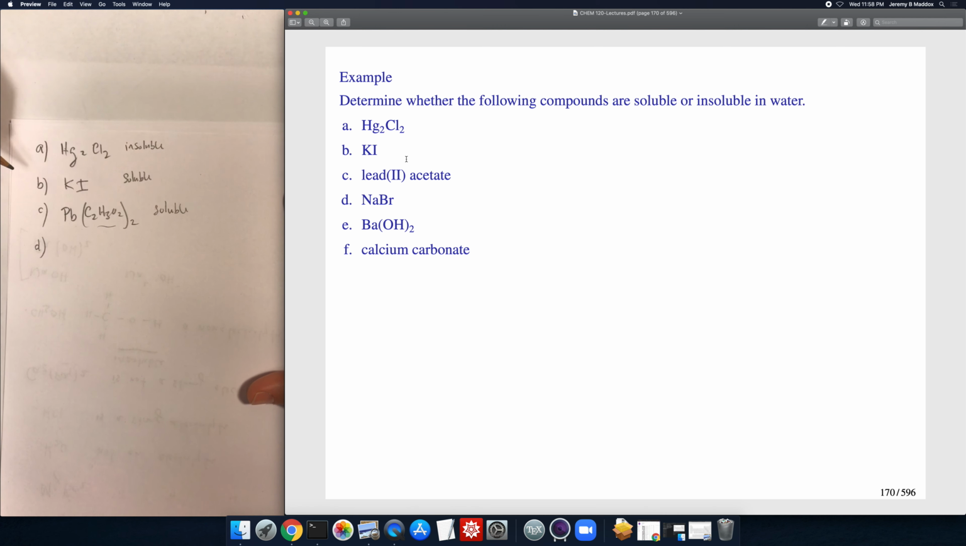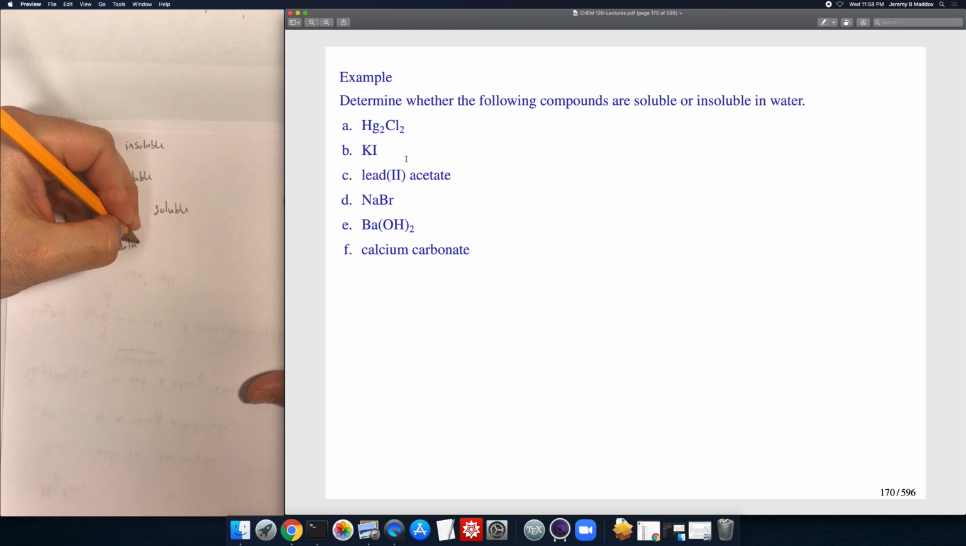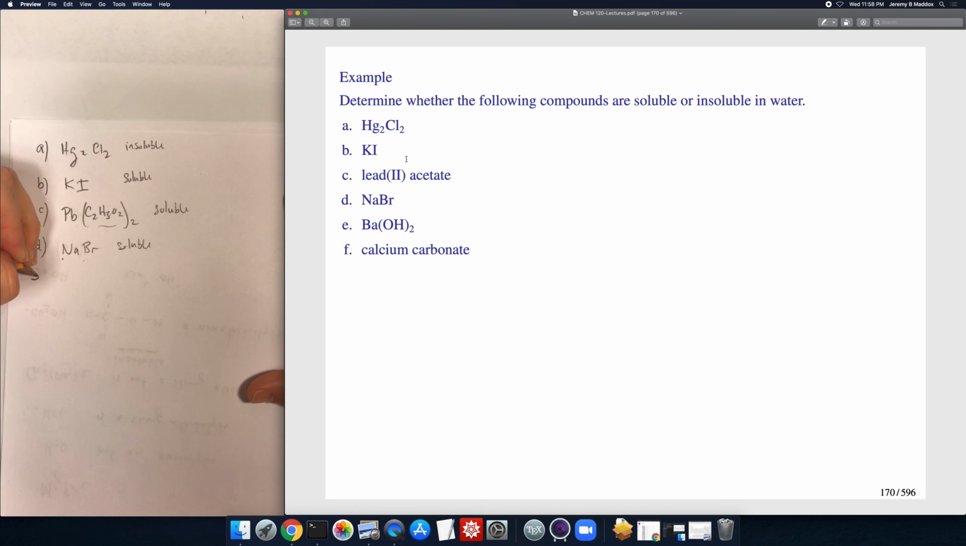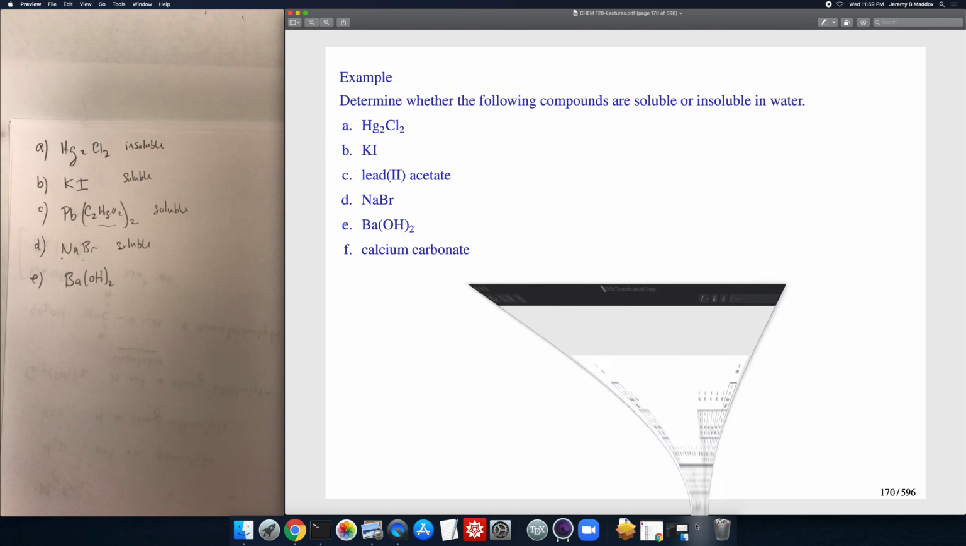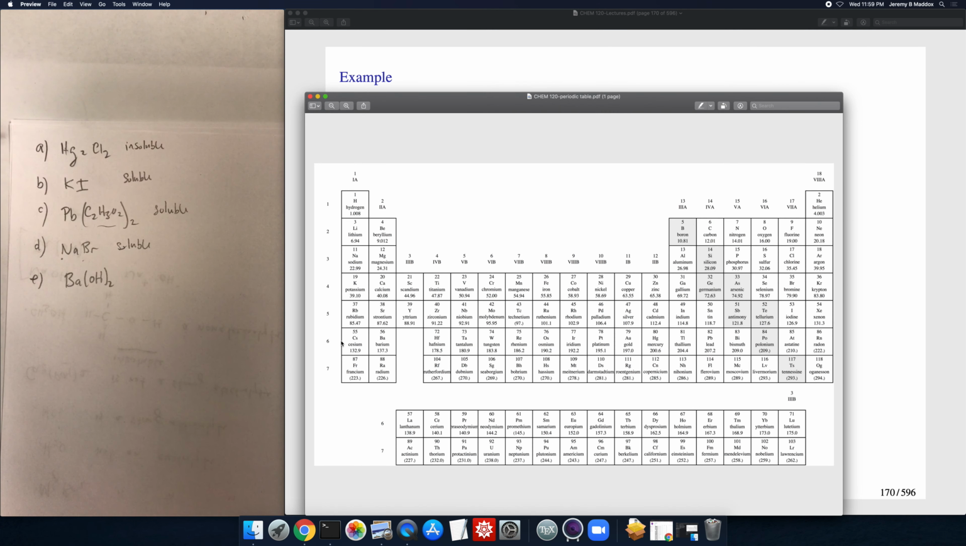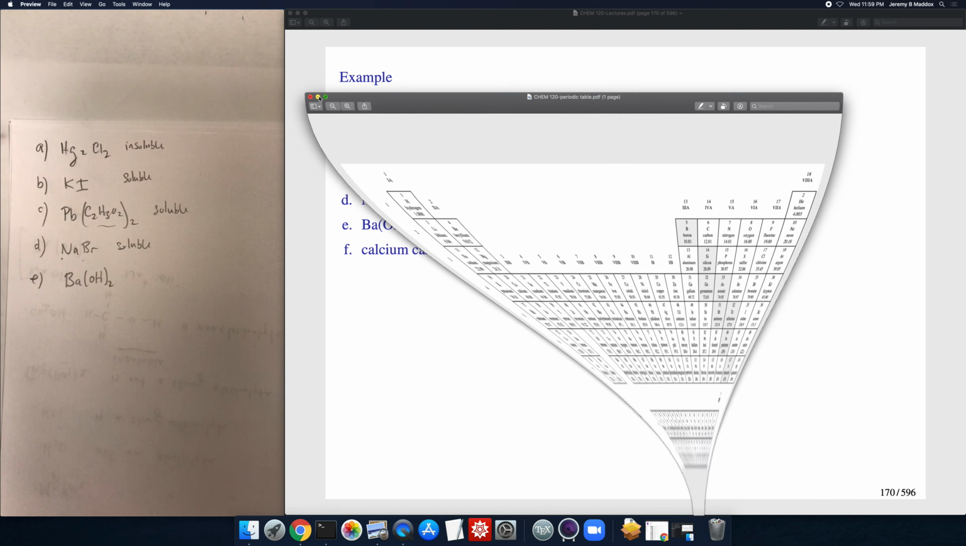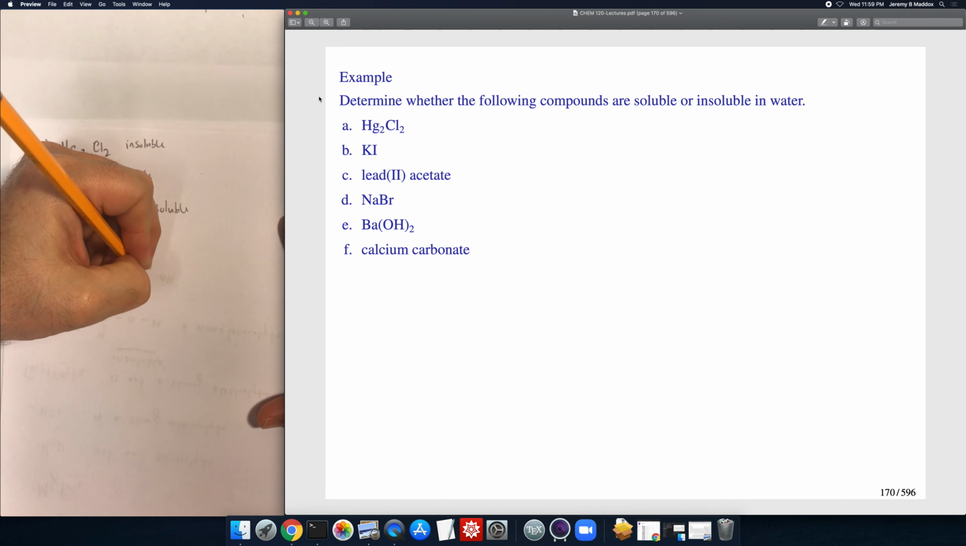Part D, sodium bromide. We've got a halide. Halides are usually soluble, especially when paired up with a group 1 cation like sodium. So this guy is soluble. Part E, barium hydroxide. Hydroxides are usually insoluble, but there's some exceptions. The exceptions are your group 1 cations, and then the cations here at the bottom: barium, strontium, and calcium hydroxides are soluble. So barium hydroxide is soluble.